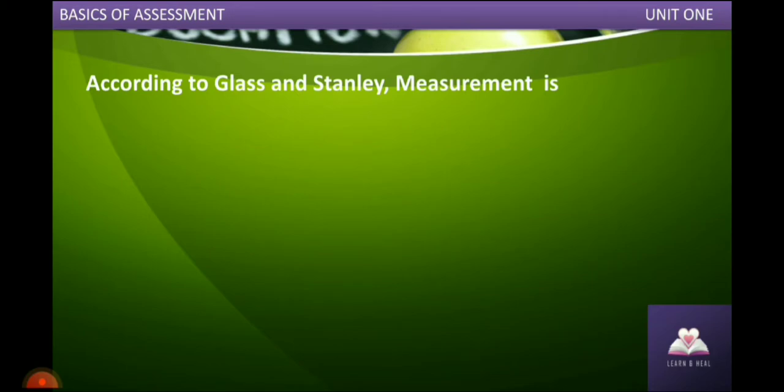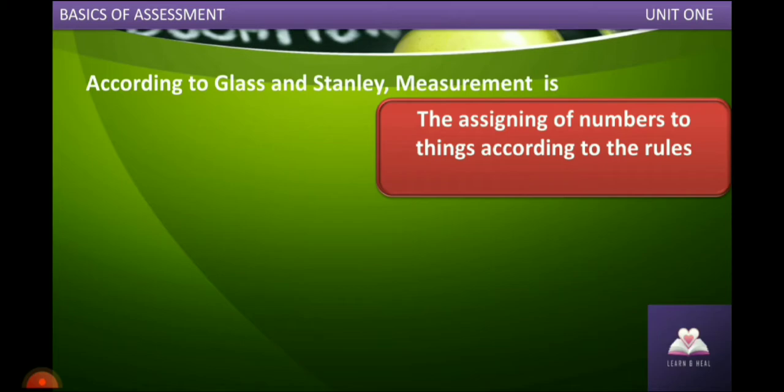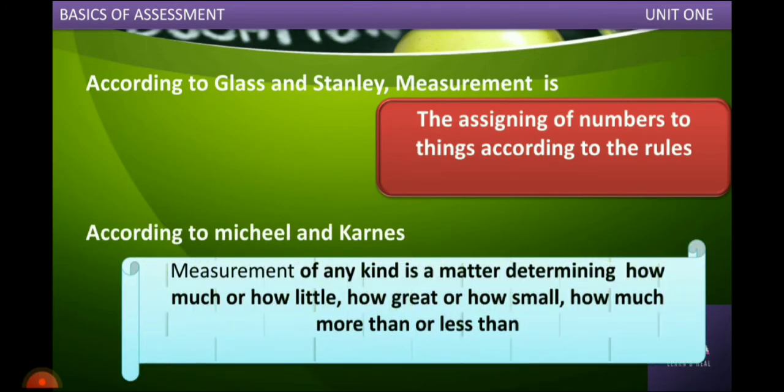According to Glass and Stanley, measurement is the assigning of numbers to things according to rules. There are certain specific rules. So the assigning of numbers to things according to the rules is what we call measurement, according to Glass and Stanley. And according to Michael and Carnes, measurement of any kind is a matter of determining how much or how little, how great or how small, how much more than, how much less than. So that comparison is what measurement is, according to Michael and Carnes.